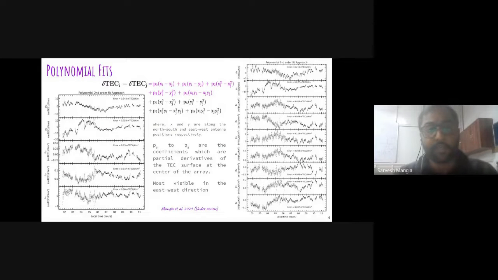We have chosen the second and third order Taylor series, which can approximate the TEC surfaces detected by GMRT. As you can see in both the second order and third order fit, the fluctuation in TEC is most visible in the P1 coefficient, which is the partial derivative along the east-west direction. Also, higher order terms are more significant during the night time.